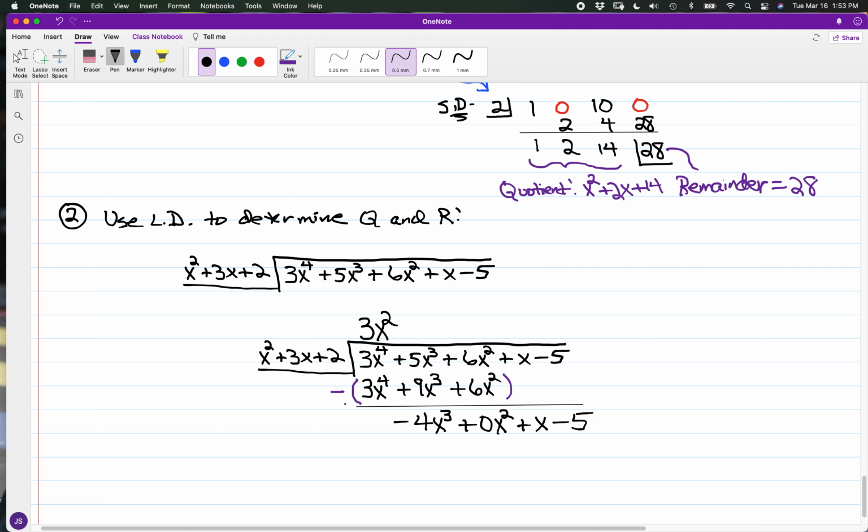I can just bring down the x and the negative 5. And we have x squared into negative 4x cubed, so I'll go negative 4x times, again the 0x squared is optional, but I'm just using this for placeholder purposes. Negative 4x times x squared will be negative 4x cubed. Negative 4x times 3x is going to be negative 12x squared. And negative 4x times 2 is going to be negative 8x.